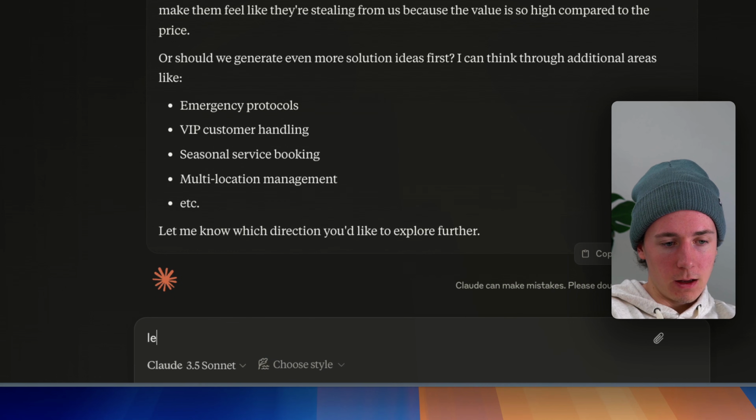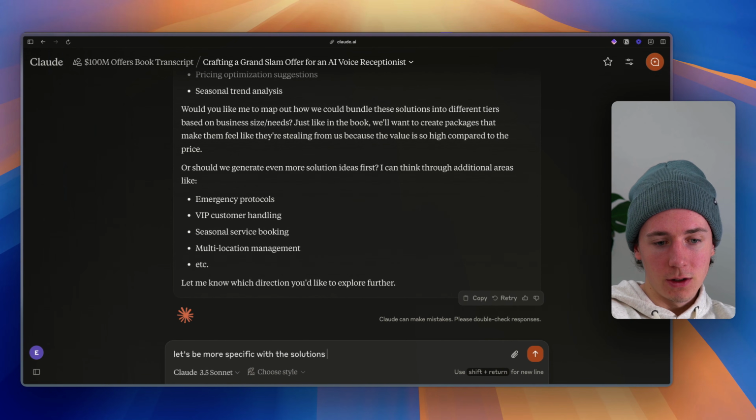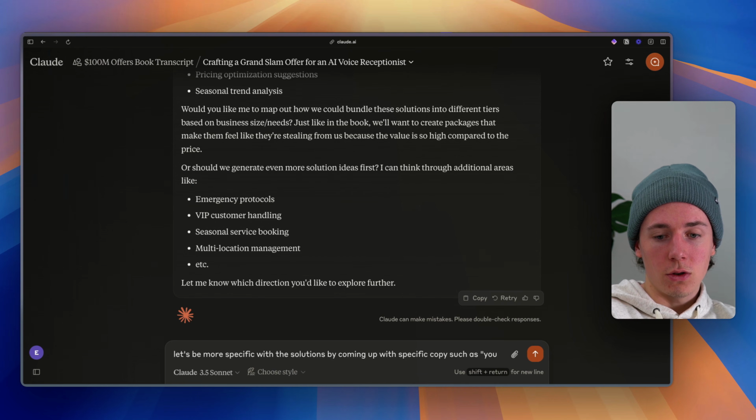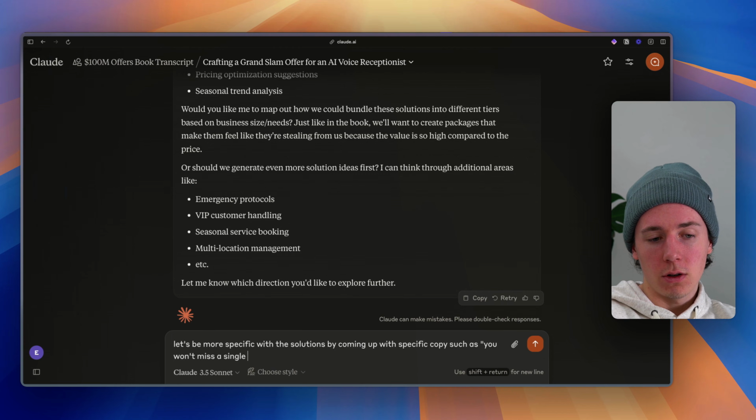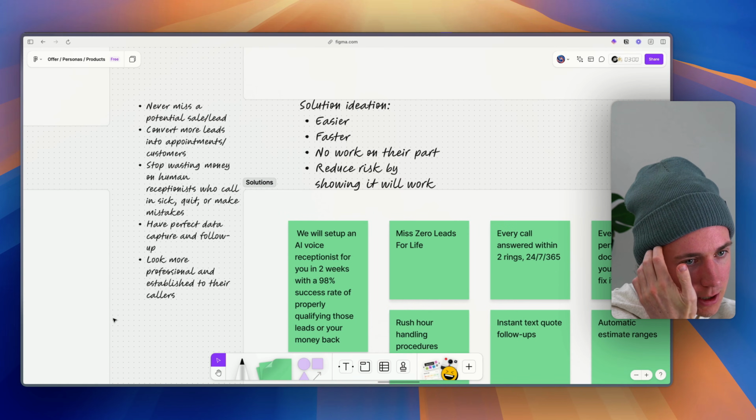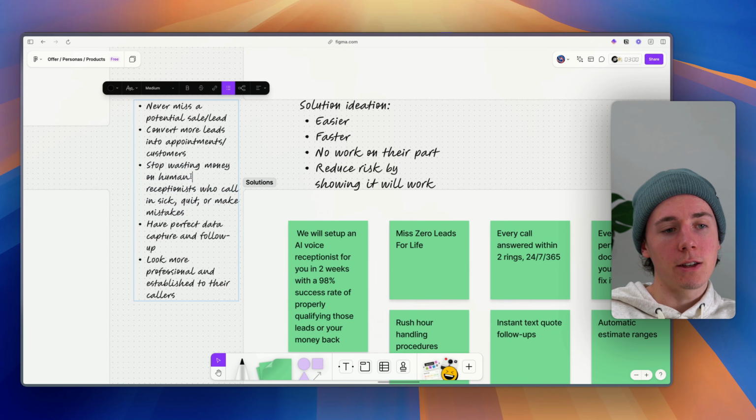All right, so let's be more specific with the solutions by coming up with specific copy, such as we will answer every call you receive and ensure you won't miss a single call from a prospect or your money back, or the other things that we were looking at. We were looking at stop wasting money. Okay, this is really interesting.